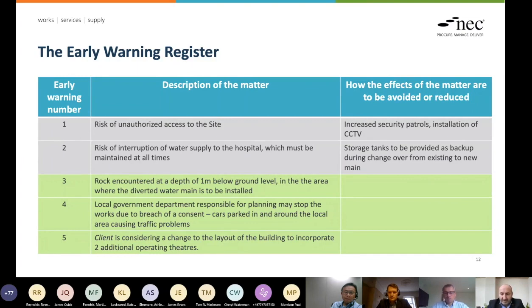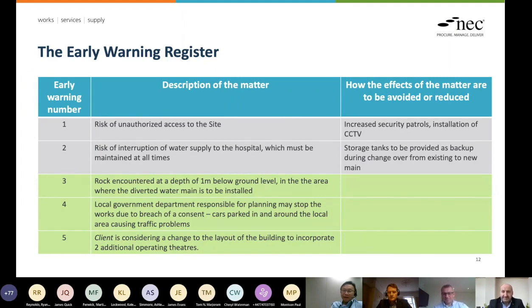Anybody on the panel been involved in an online early warning meeting? Not personally, Ian, but my teams are doing it day in, day out. No problem whatsoever. And I think that may be the future of trying to reduce the cost of some of these things.